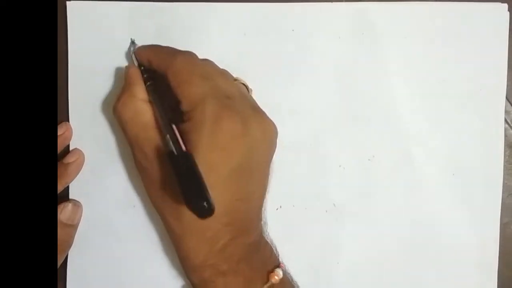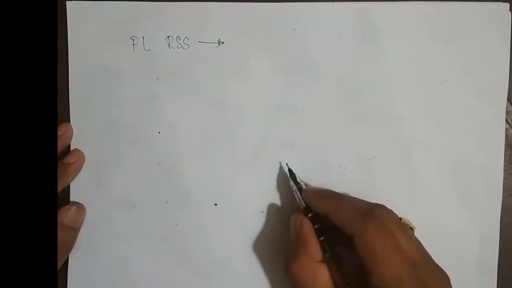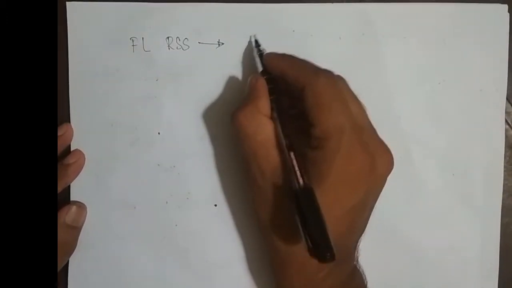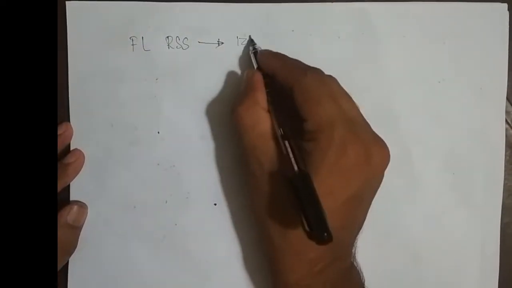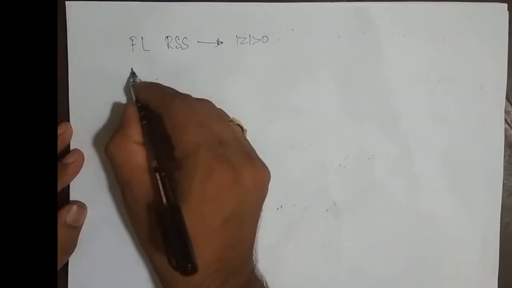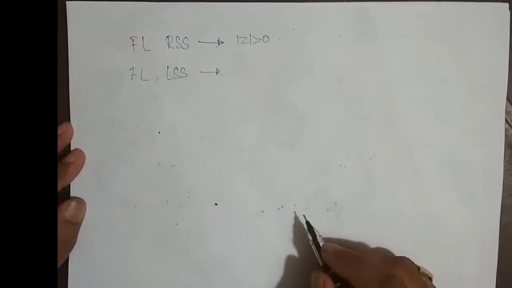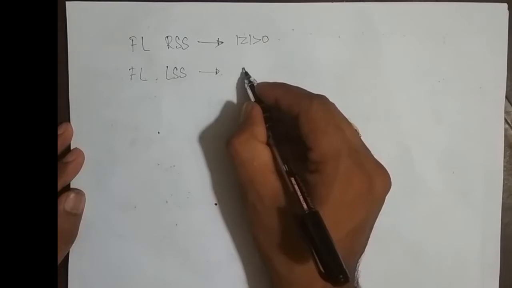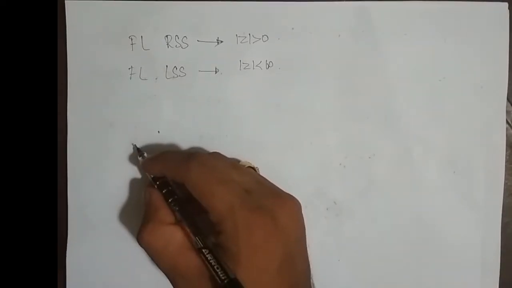We have taken up finite length right-sided sequence. What was its ROC? It was entire Z plane except at Z equal to 0, right? In the sense, magnitude of Z is greater than 0. And we have taken finite length left-sided sequence. What is the ROC of finite length left-sided sequence? It was entire Z plane except at Z equal to infinity. In the sense, magnitude of Z is less than infinity, right?